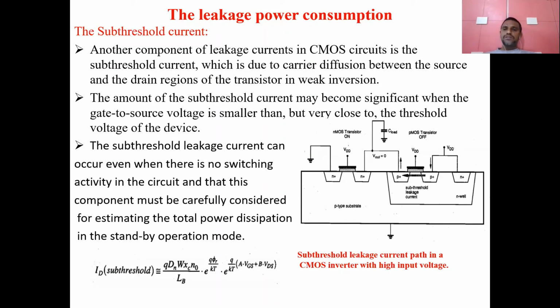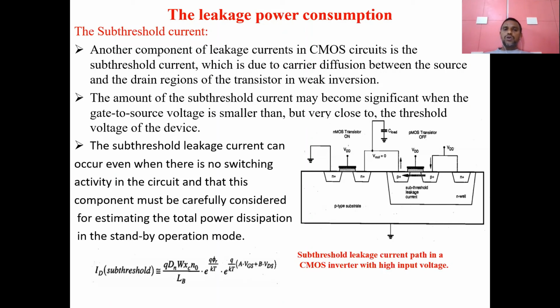Also, at that point, the subthreshold current will flow, and the total subthreshold current ID subthreshold is equal to QDN WXC N naught by LB e power QT by KT e power Q by KT, A VGS plus B VDS. This is the subthreshold current that gives some part of the leakage current.